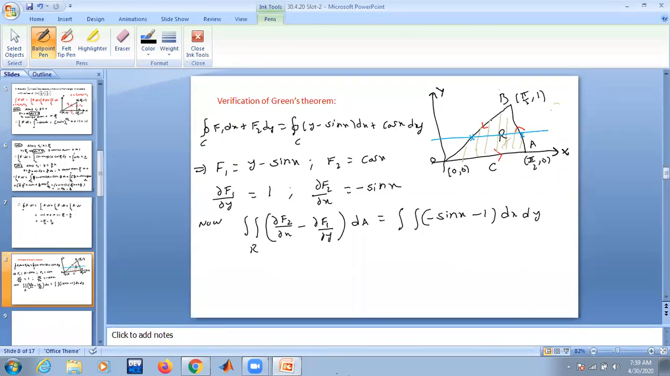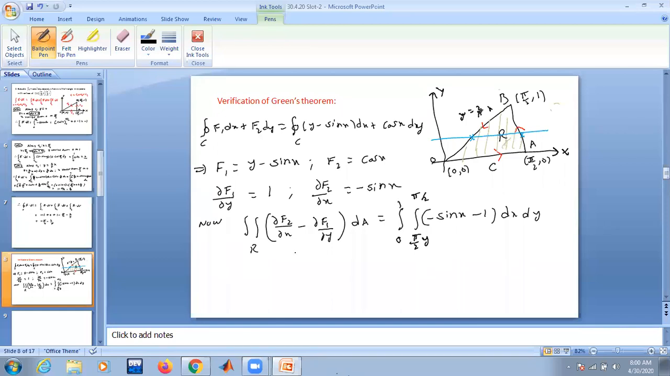So it is entering through this line. What is this line's equation? The line equation is y equals 2 by pi x, but we want the x value. The x value is pi by 2 y. And leaving through this line, the x value is pi by 2. And y varies from 0 to 1.